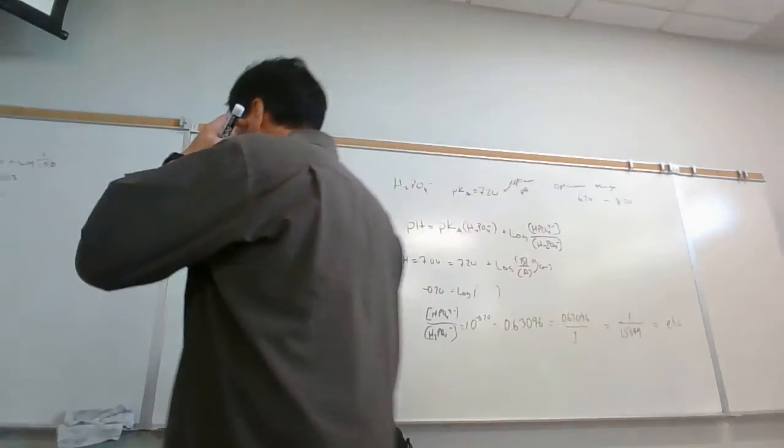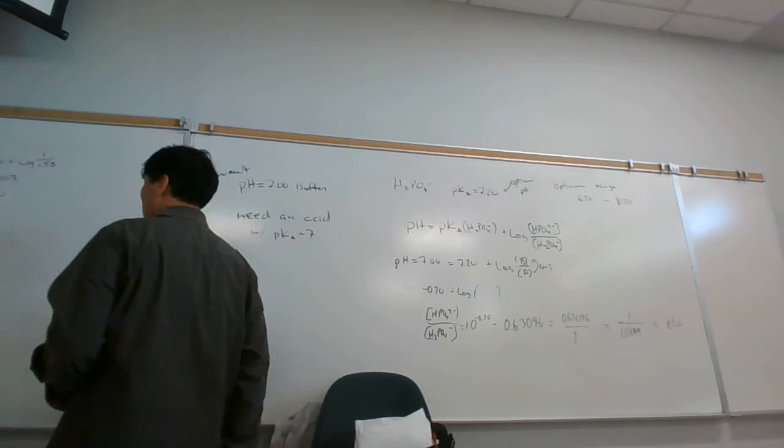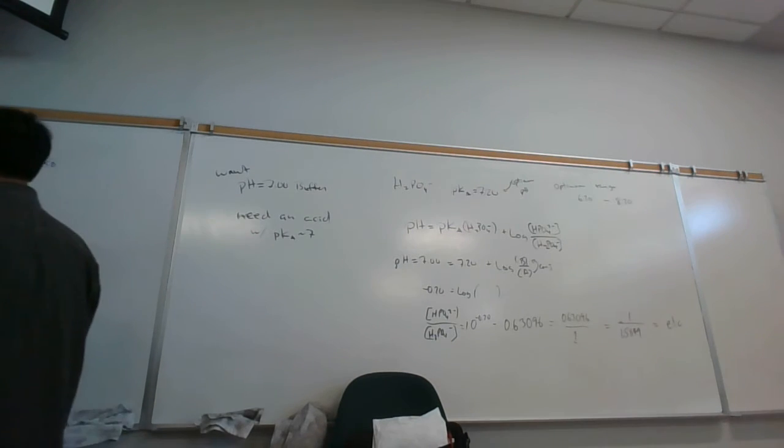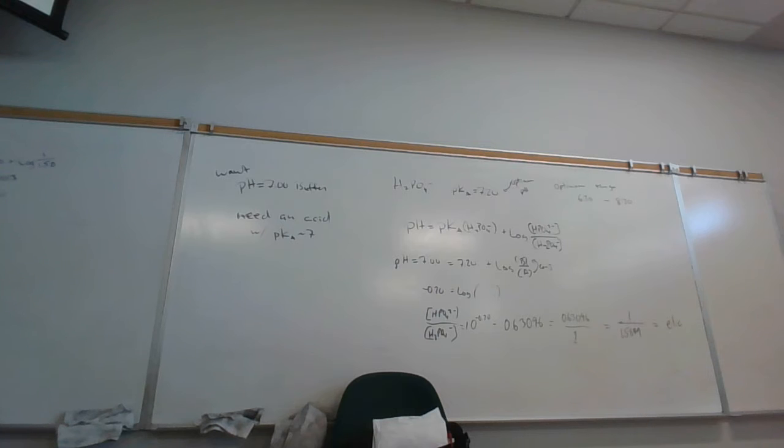All right, then what I'm going to do to this buffer is add 1 drop of 6 molar HCl. Let's see what happens. 0.05 milliliters of 6.0 molar HCl.